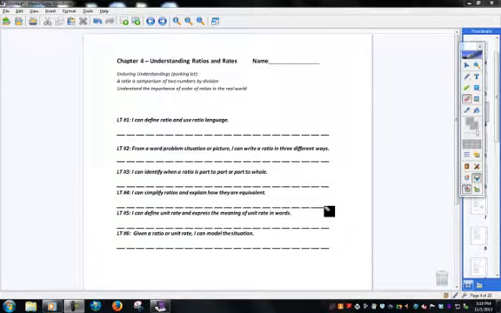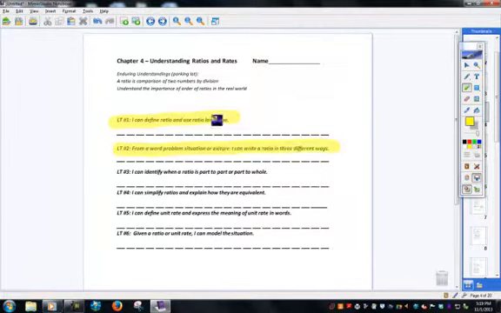This video is going to be over learning targets number 1 and 2. So it's going to be both of these learning targets. Learning target 1 is pretty basic. That's why we're doing 2 learning targets in one video. The first learning target is: I can define ratio, and I can use ratio language. We'll talk about that more in a bit.